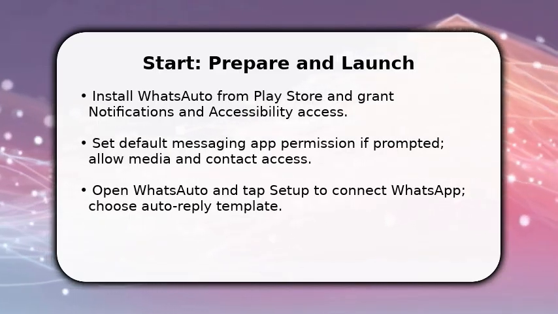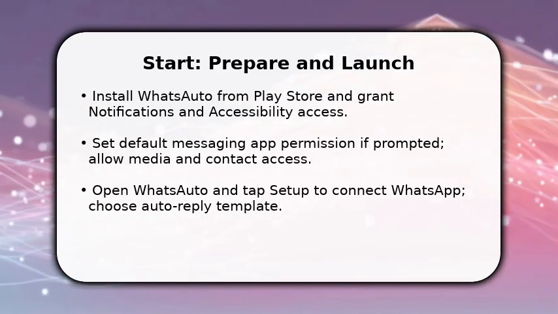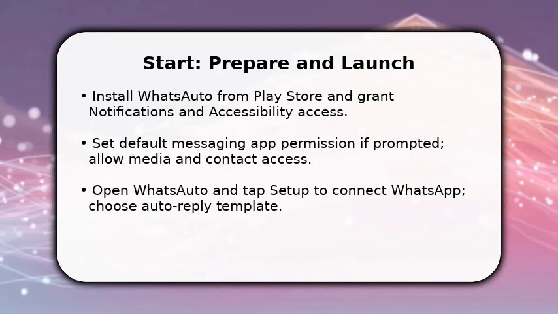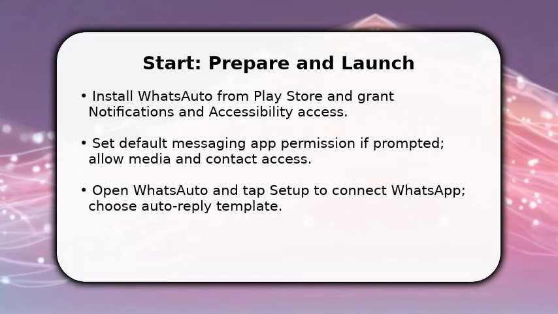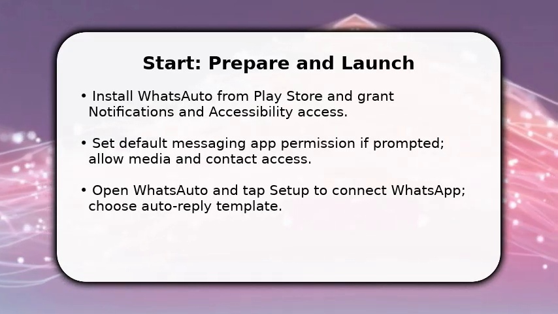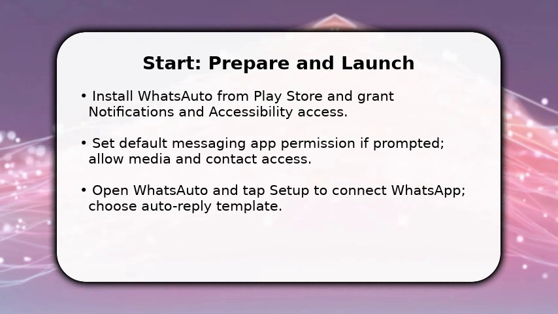Tap Setup to link WhatsApp, choose a basic auto-reply template, and name it. Make sure to test with one contact right away so you confirm messages flow. This first step gets the engine running and avoids permission errors later.